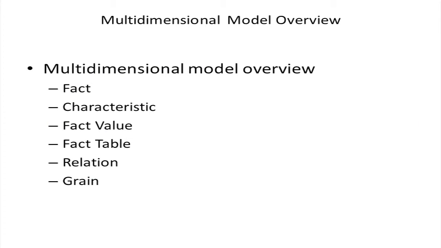So the terms we're going to be using are fact, characteristic, fact value, fact table, relation, and grain, which we'll explain now.